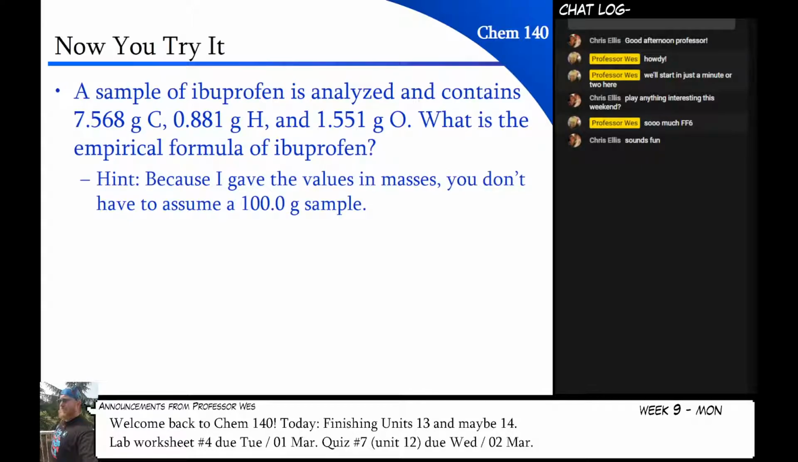Remember our 3-step process: step 1, find all the masses; step 2, turn them into moles; step 3, write the formula out of the information. Step 1's already done, so go ahead and work from there to get your formula and tell me the empirical formula of ibuprofen. We'll go over the answer in about 5 or 6 minutes. So see you in a bit.